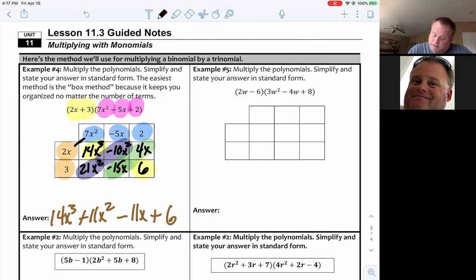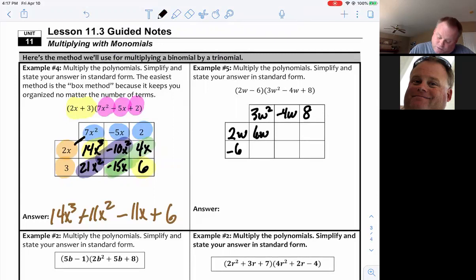I'm going to write the 2w and the negative 6, because that is a binomial, and I'm going to use those as my rows. And then 3w squared minus 4w plus 8 goes across the top. I'm going to multiply the 2w with all three terms of the trinomial: the 3w squared, the minus 4w, and the 8. So this becomes 6w to the third, this becomes negative 8w squared, and this becomes 16w.